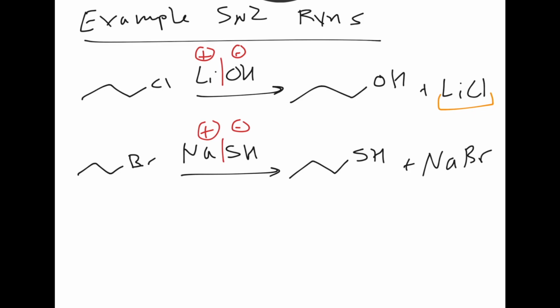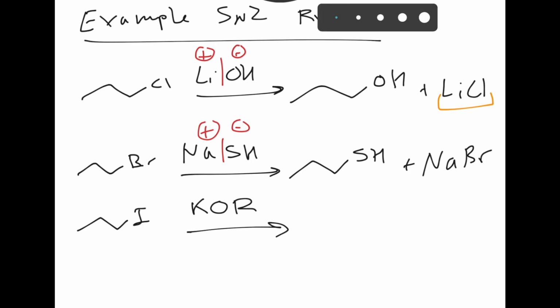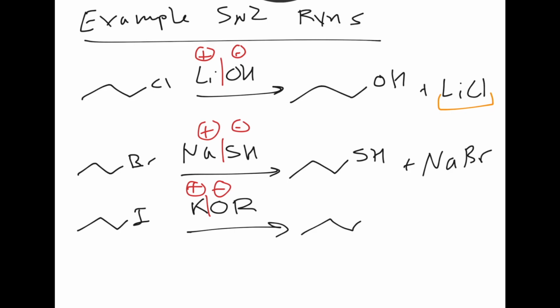Right? We can have also same with the halide. I'm just cycling through all of them, but don't get locked into, oh, lithium hydroxide only reacts with a chloride. Again, it could be anything. So I could have an alkoxide, R or OR minus. So again, metal plus, oxygen minus. I'm going to make an ether and potassium iodide.